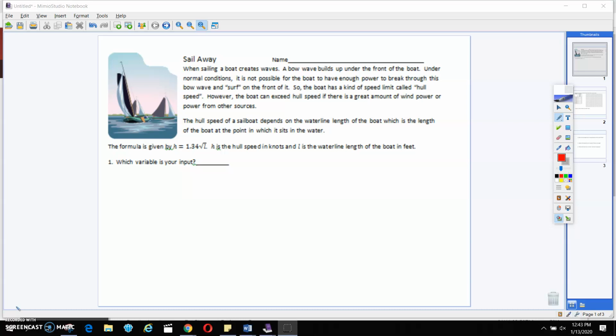However, the boat can exceed hull speed if there is a great amount of wind power or power from other sources. The hull speed of a sailboat depends on the waterline length of the boat, which is the length of the boat at the point in which it sits in the water.